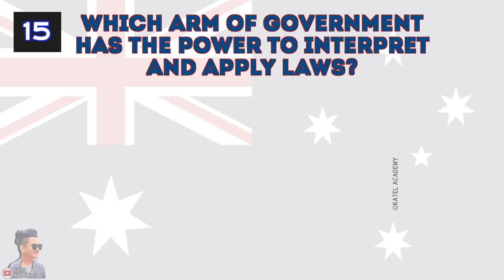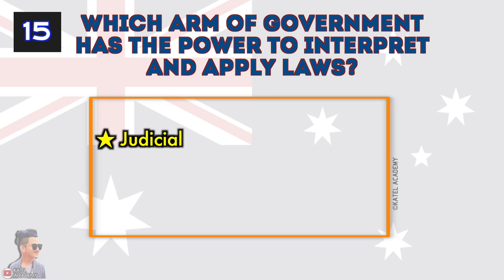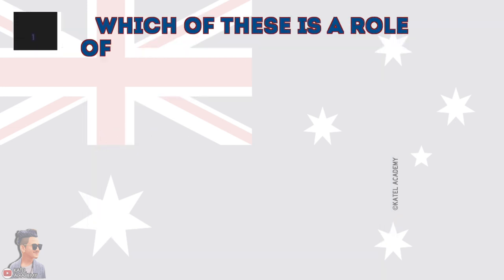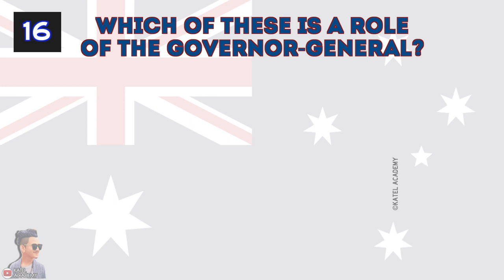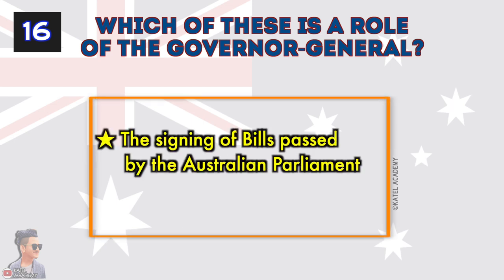Which arm of government has the power to interpret and apply laws? Judicial. Which of these is the role of the Governor General? The signing of bills passed by the Australian Parliament.